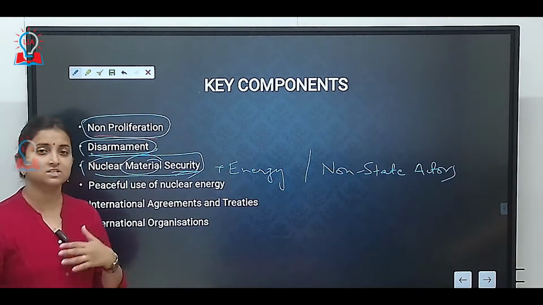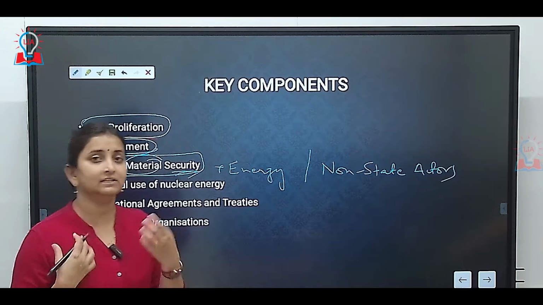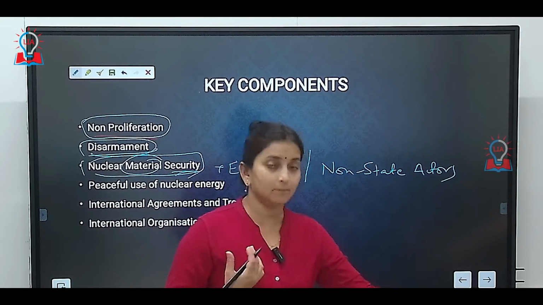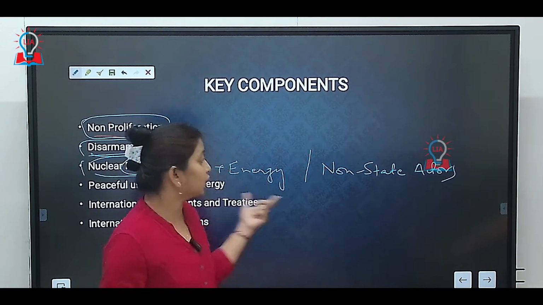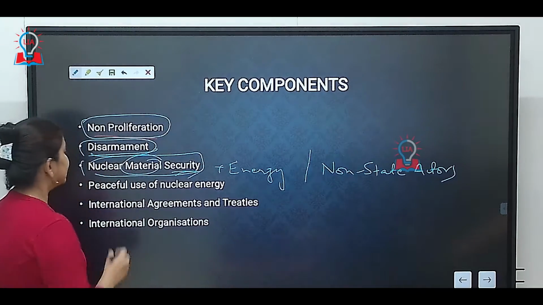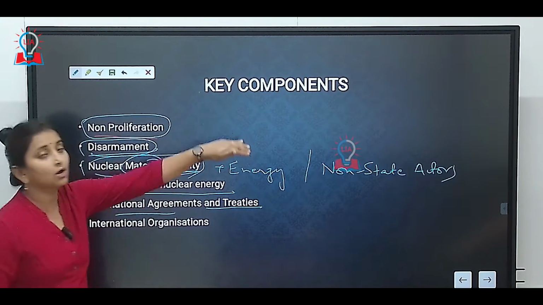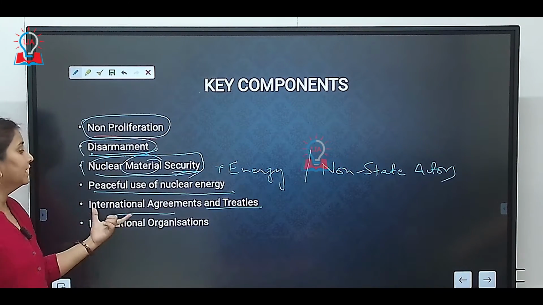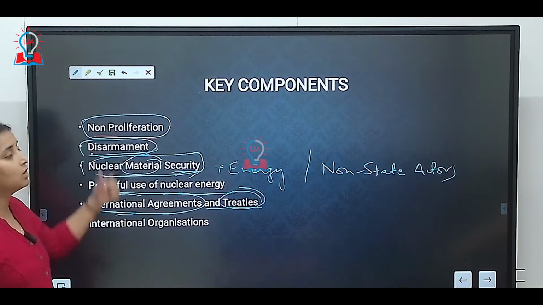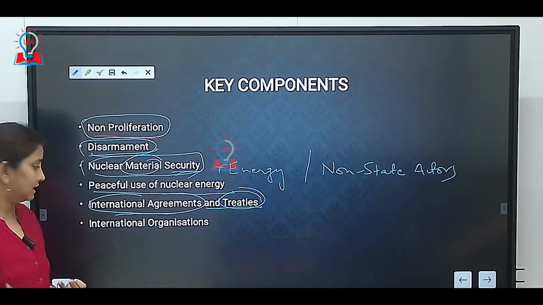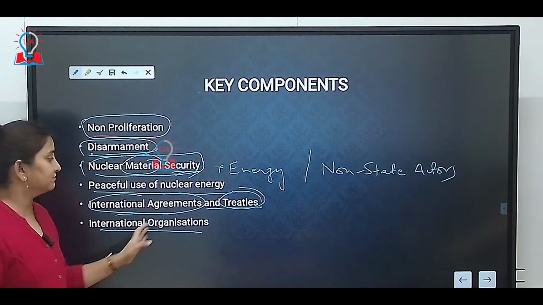A country has a responsibility. For example, India owns nuclear fuel, so it is my responsibility that this fuel should not, for any reason, enter into the hands of any terror group or non-state actors. Plus, peaceful use of nuclear energy and international agreements and treaties. The key component of global nuclear order is also that we should have international agreements and treaties which either disarm or non-proliferate the existing nuclear armaments. And there should be an international organization to keep a check on such conventions and treaties.